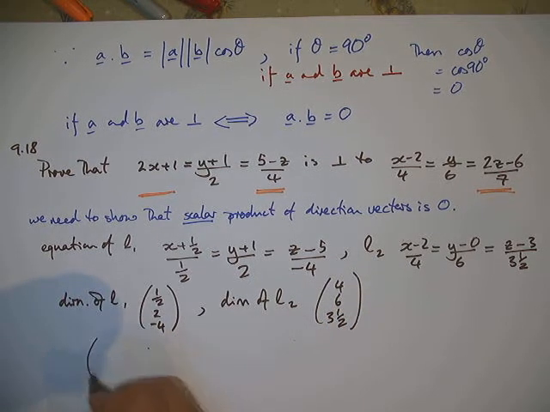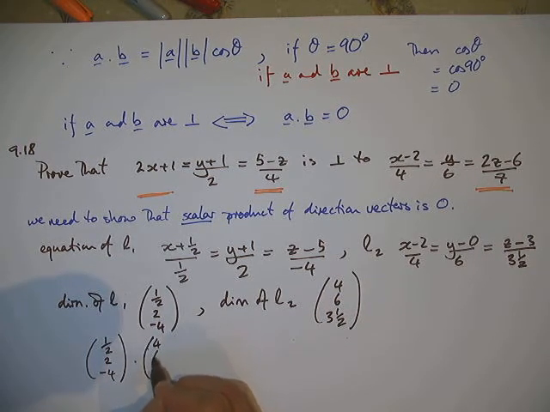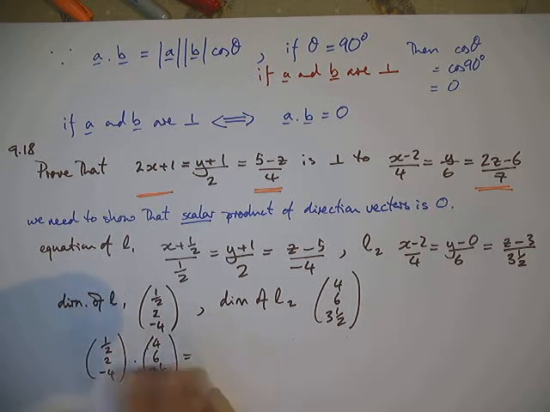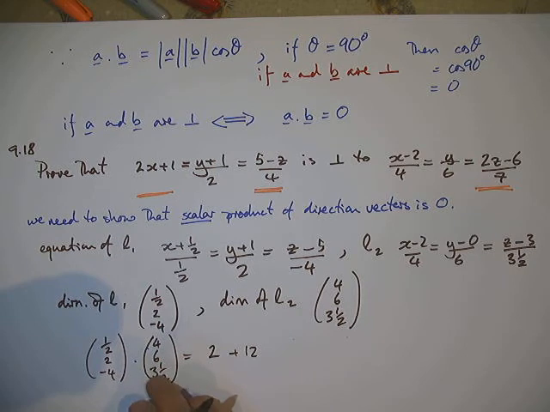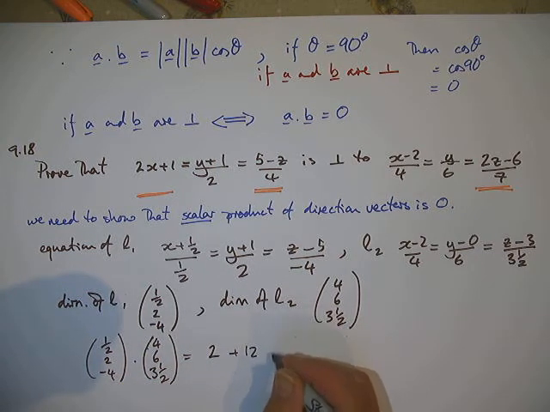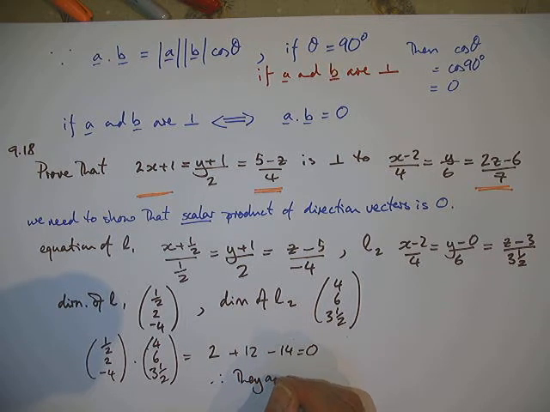Dot them. (Half, 2, -4) dotted with (4, 6, 3.5) is half of 4, 2 times 6, minus 4 times 3.5. What's that? 2 plus 12, 14, but it's negative, so it equals 0. Conclude: therefore, they are perpendicular.